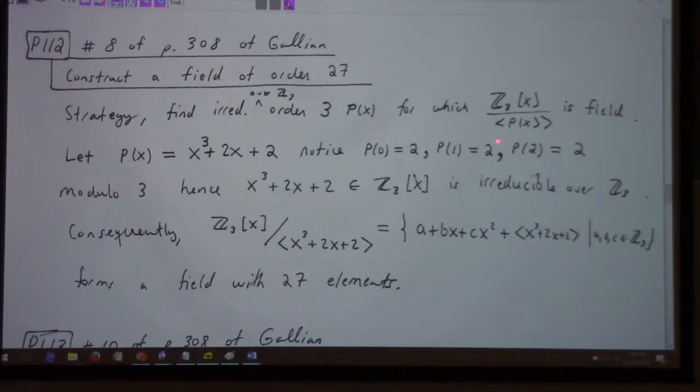0 goes to 2, 1 goes to 2, 2 goes to 2, so it doesn't have a zero. So this is irreducible. And remember that I can only do this non-zero test for order 2 or order 3, but this is order 3. If I was to do this for an order 4 thing, I would be outside my bounds. We have that theorem that says order 2 and order 3 is irreducible if it has no zeros. Anyway, so mod 3, that's irreducible, so consequently this is a field, because the irreducible polynomial generates a maximal ideal, and a ring mod a maximal ideal is a field. And then counting gives you 27.